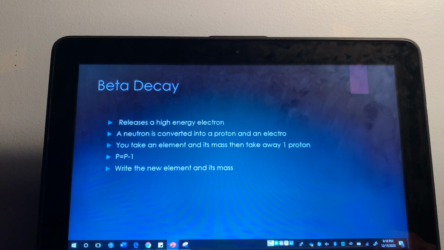So then we write the new element and its mass. For example, if you have something with 10 protons and a mass of 19, it would become the new element with 11 protons and a mass of 19.